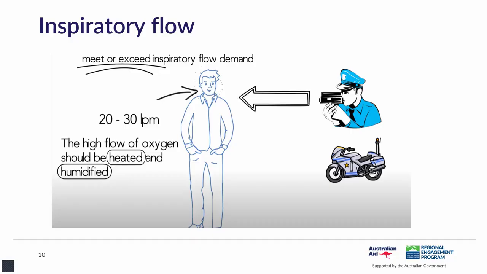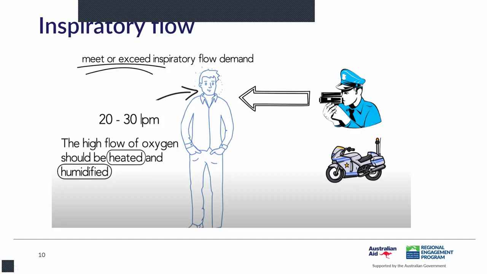All right. So when someone is sick, they can have an inspiratory flow demand anywhere between 50 to 300 litres a minute. And when we've got someone that's sick with a flow demand of 250 to 300 litres a minute, that's when we start thinking about non-invasive and invasive ventilation.